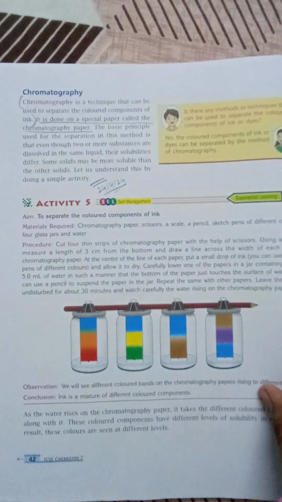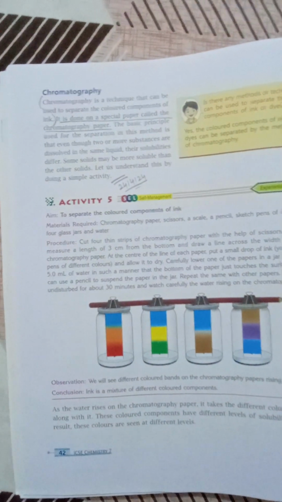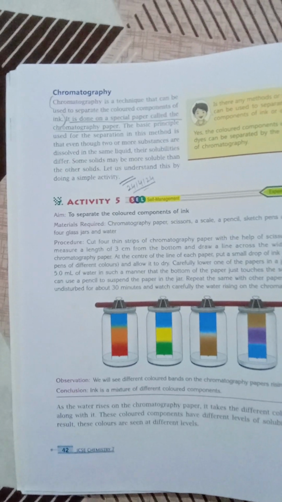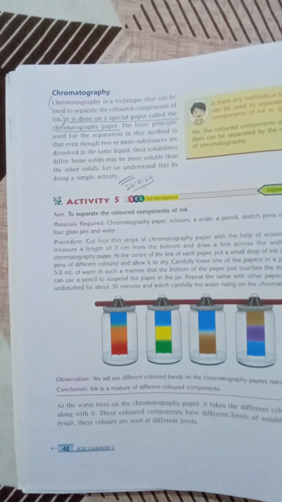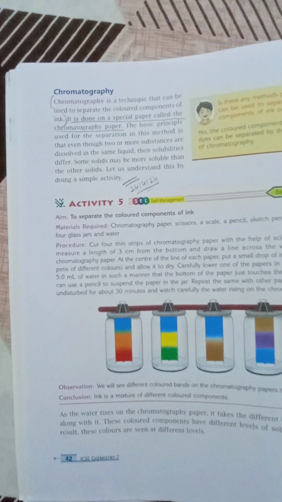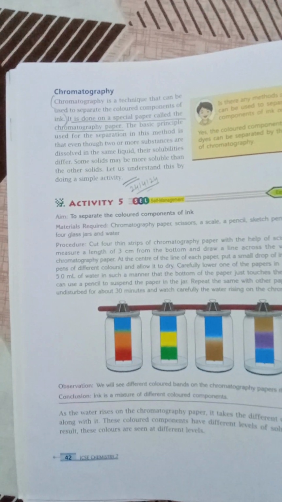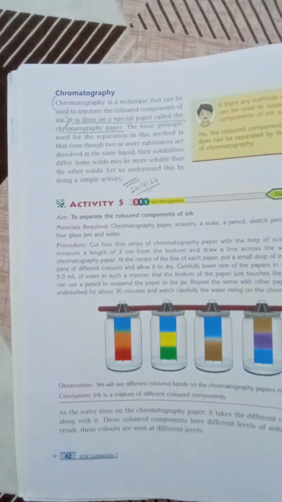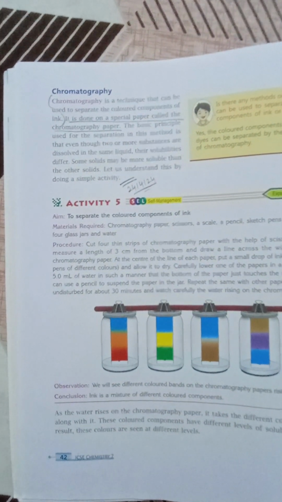So today we will read up to chromatography only. Chromatography is very easy, students. See, chromatography is mainly a technique that can be used to separate the colored components of ink. Suppose you take a mixture of ink and water, and ink is a colored component; you can separate that ink by the process of chromatography. The process of chromatography is done on chromatography paper. So this is chromatography.